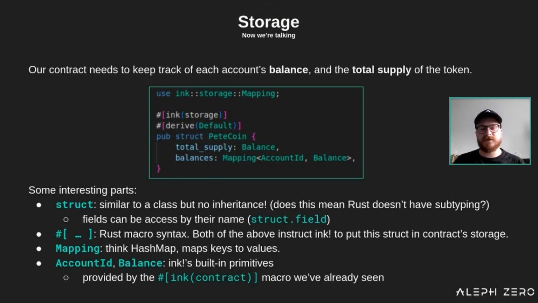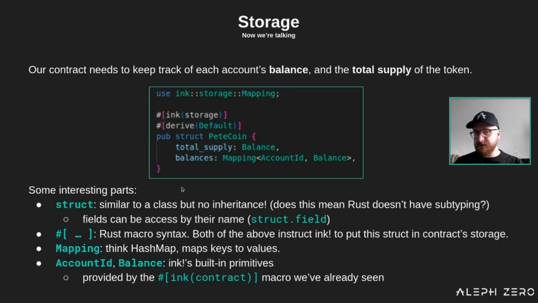Inside the structs, we of course have fields. Fields have their types declared here. By the way, Balance is one of the types that is given to us by using the ink contract macro. Now we will be able to access the fields just like you would access a field of any object in an object-oriented programming language. So struct.field. So here we would have self.total_supply or self.balances.